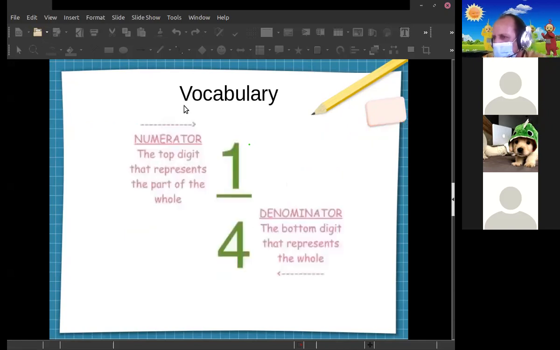So the upper number, the top number, means how many parts do I have of a whole? We also call the upper number the part. The lower number is the whole. So that means in this example, 4/4 would be 1, so 1 whole. Here we have 1 part of these 4 parts.